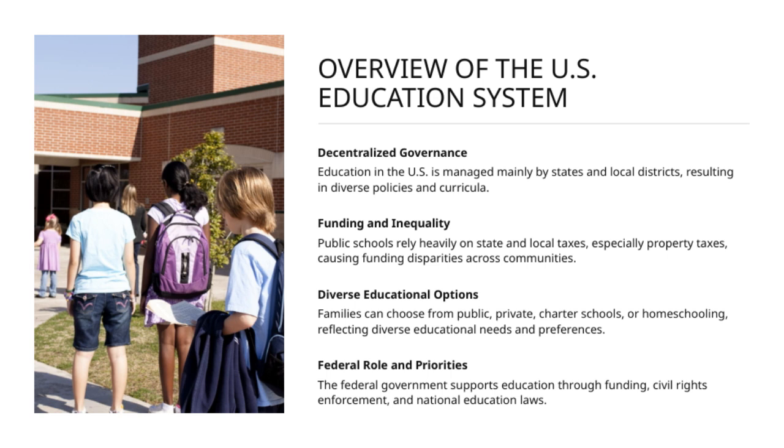The federal government also plays a role, although more limited compared to states and local districts. It supports education through funding initiatives, enforcing civil rights laws to ensure equal access, and establishing national education standards and policies. All of these elements together shape the U.S. education system, an intricate mix of local control, funding challenges, diverse choices, and federal support. This overview highlights how decentralized governance influences the overall landscape and underscores the importance of addressing disparities to improve educational equity across the nation.